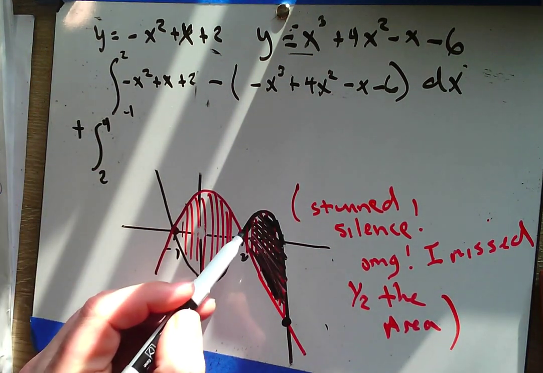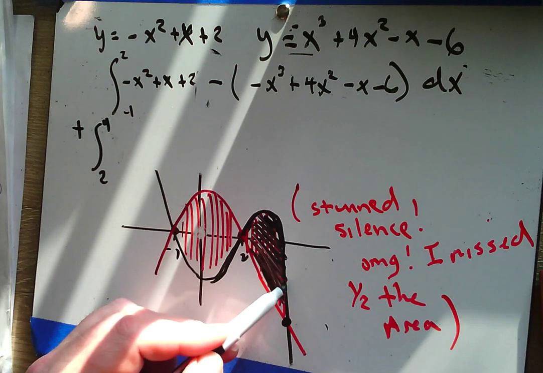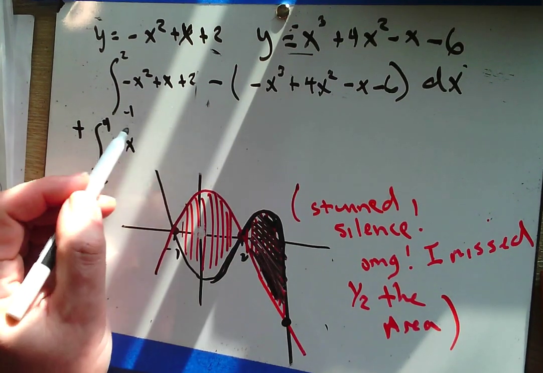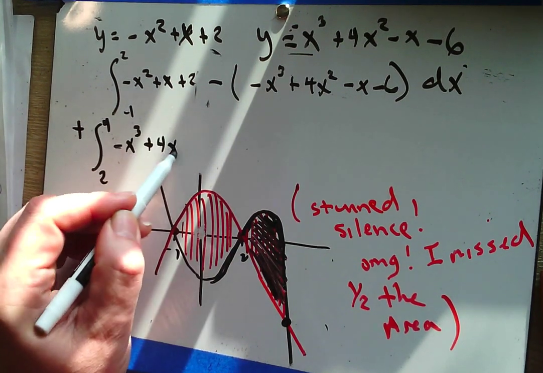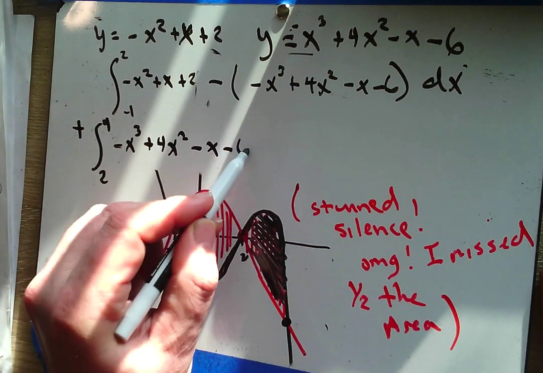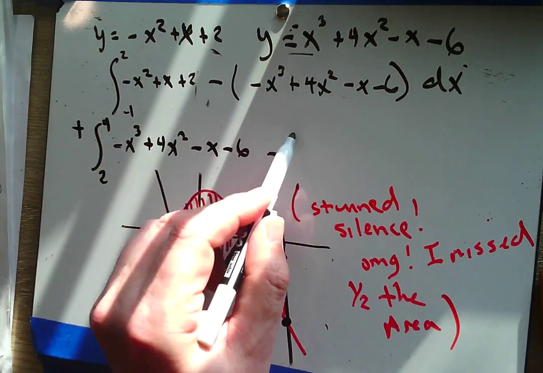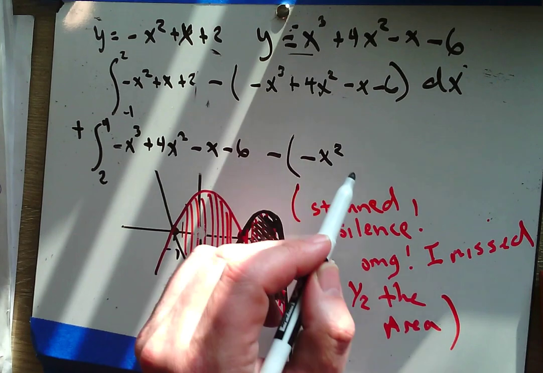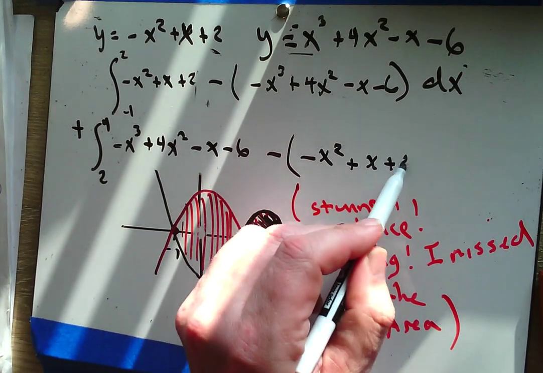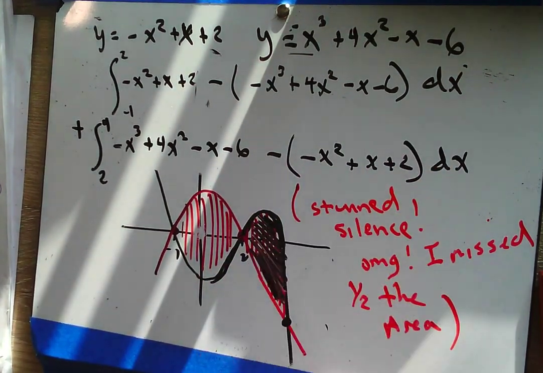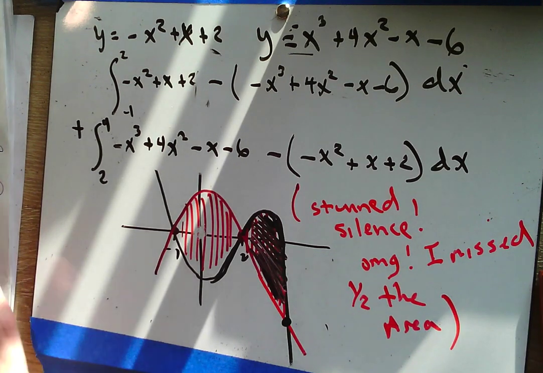Now which function is on top? It's the other one on top. -x to the third plus 4x squared minus x minus 6 minus -x squared plus x plus 2 dx. Cautionary tale. Watch out for that, people.